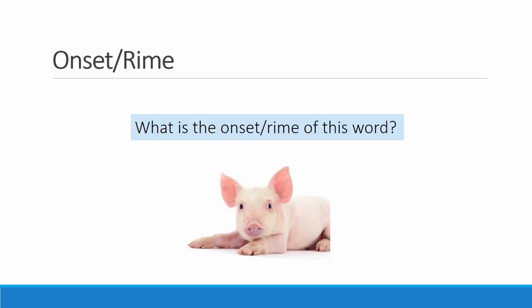Or you can reverse the activity and show students an object and have them provide the onset and rime. What is the onset of this word? P. What is the rime? Ig.